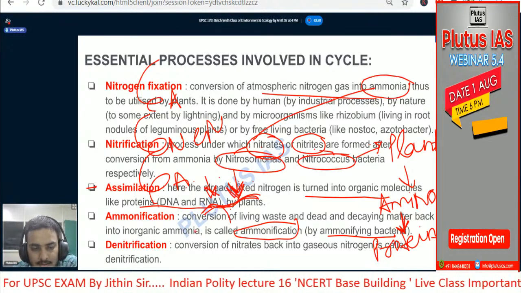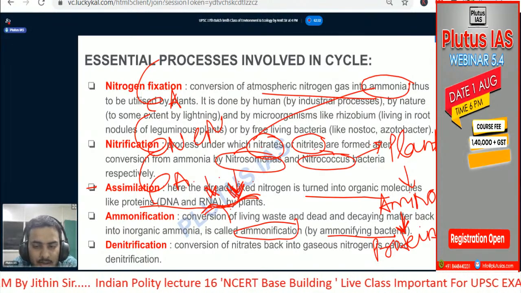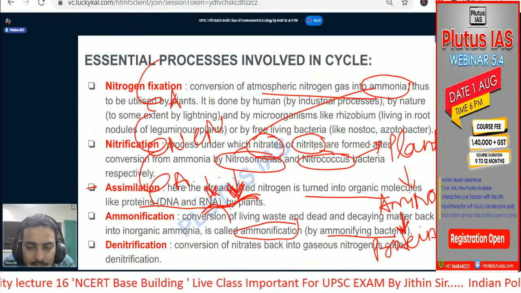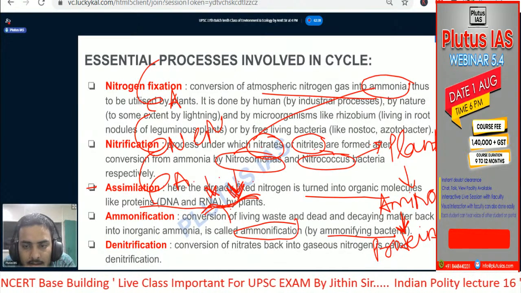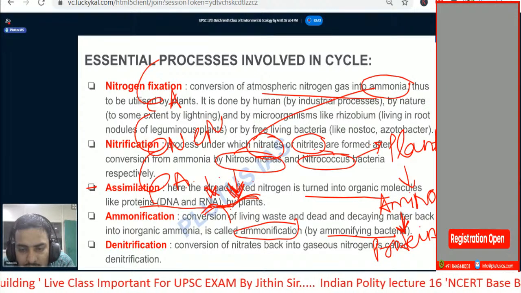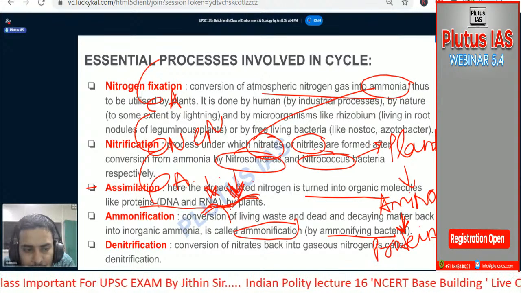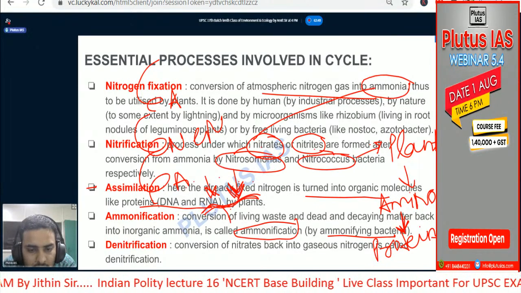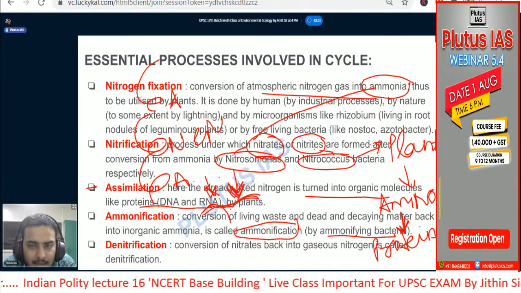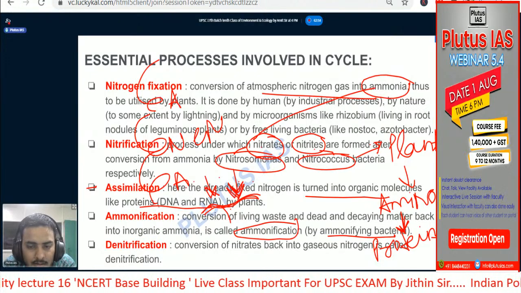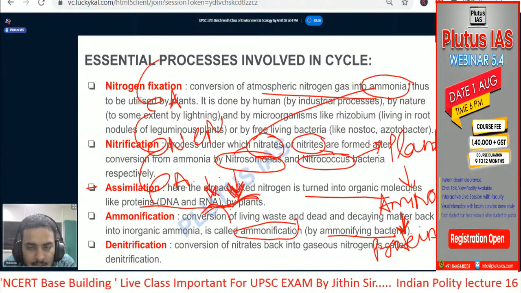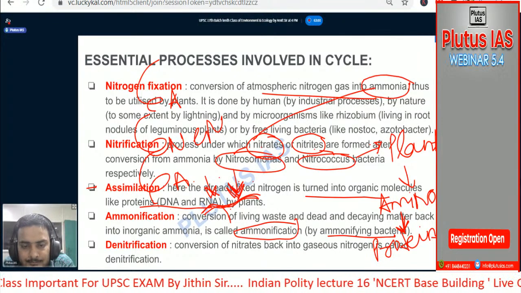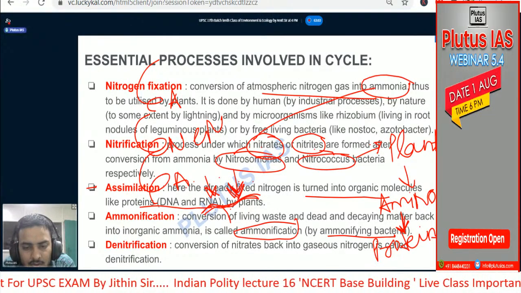Then you can write ammonification. Ammonification is the conversion of living waste and decayed matter back into inorganic ammonia. In bracket, you can write by ammonifying bacteria.